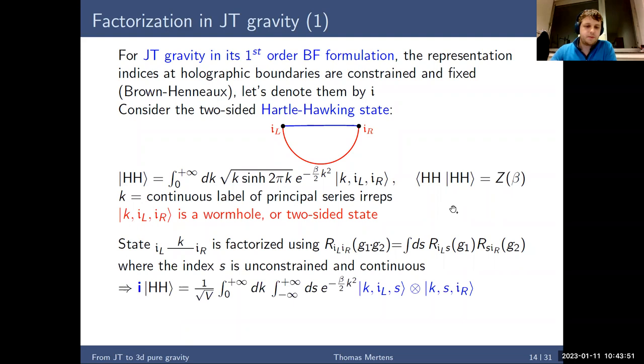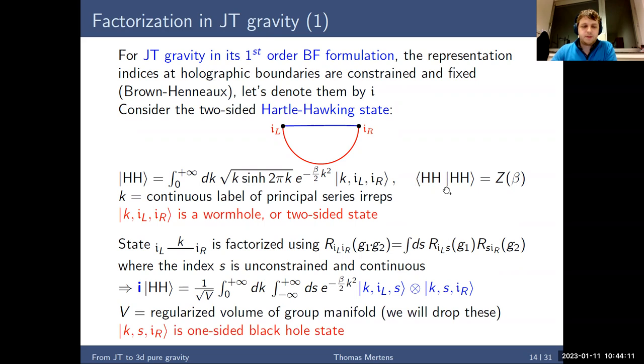So we can combine now all of these ingredients and take our Hartle-Hawking state and apply this same factorization map on this state. This factorization map acts on this particular state, which we then decompose into a product of two states using this property, just like we had on the previous slide. And if you do that, you find something like that.